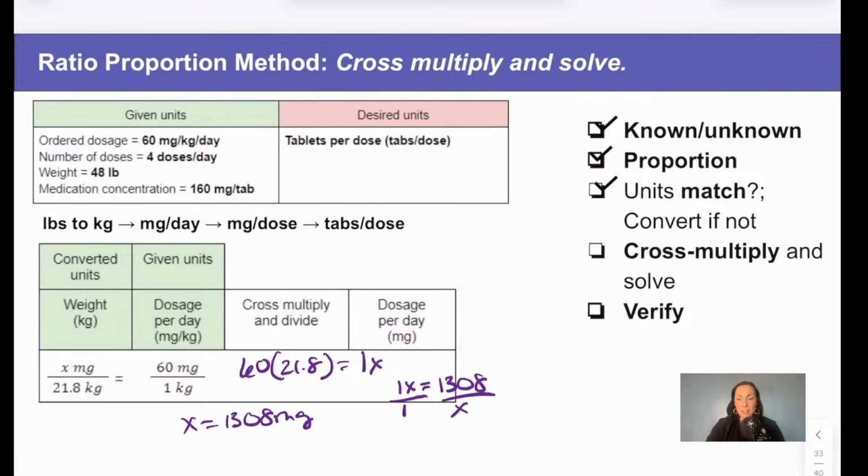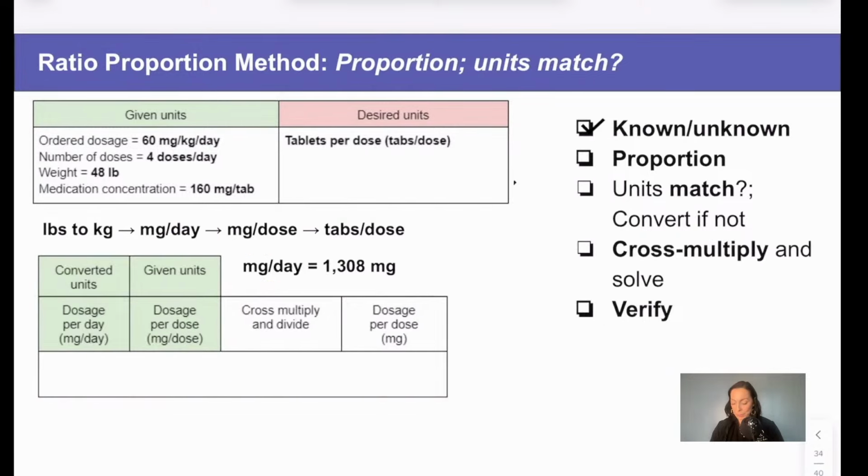Okay. So next up, we've done our pounds to kilograms, we've done our milligrams per day, and now we have to get our milligrams per dose. So we know that there's 4 divided doses, right? So we have our 1308 milligrams that we just figured out, and we're giving it over 4 divided doses. And what we're trying to solve for is X milligrams per 1 dose. We want to know how many milligrams we're giving per dose, right? So our units match, we have our milligrams on the top and our dose on the bottom.